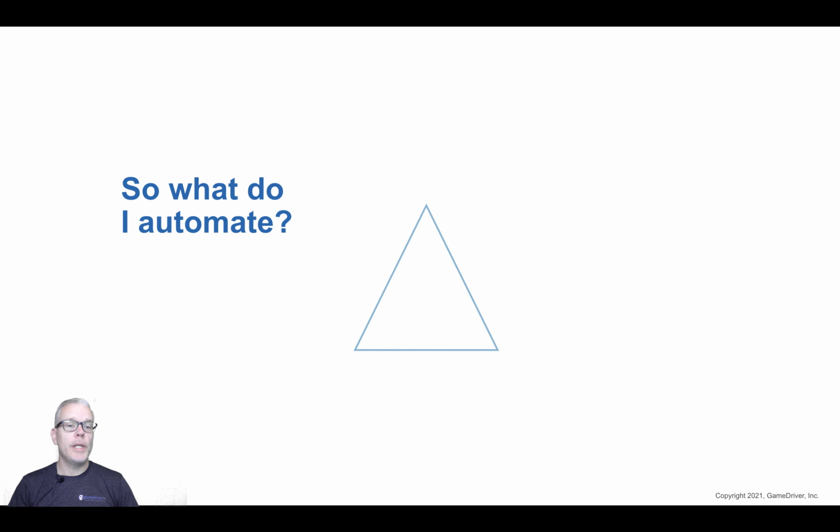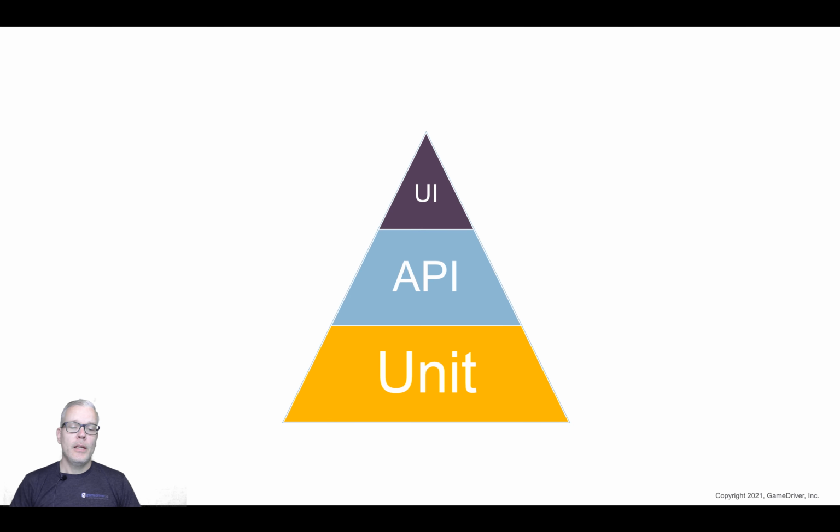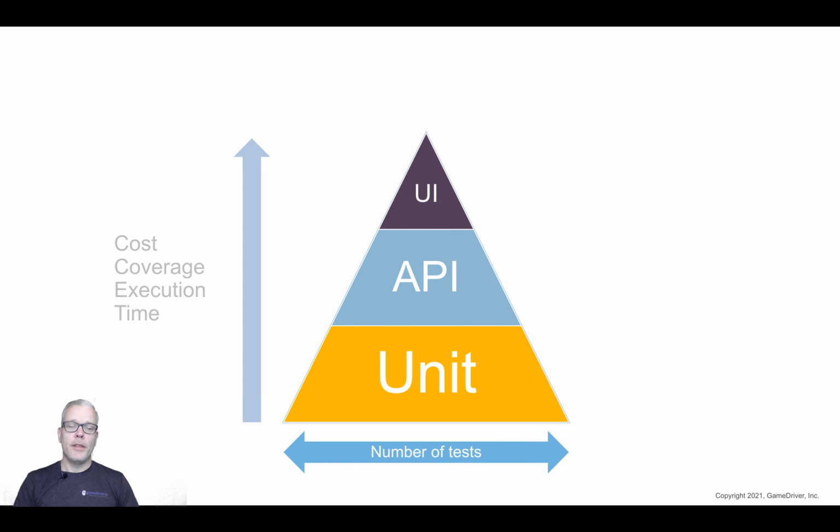So, what do we automate in testing? Well, it's typically broken into three areas: unit testing, API testing, and UI testing. The number of tests, which is represented by the breadth of this pyramid, is contrasted by the cost, coverage, and execution time of those tests.